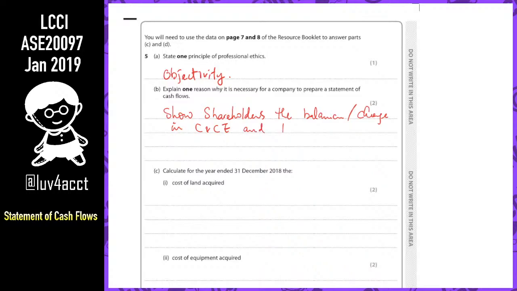and the reasons of such changes under different activities. I may also put into bracket operating activities, investing activities, and financing activities. So 2 marks.